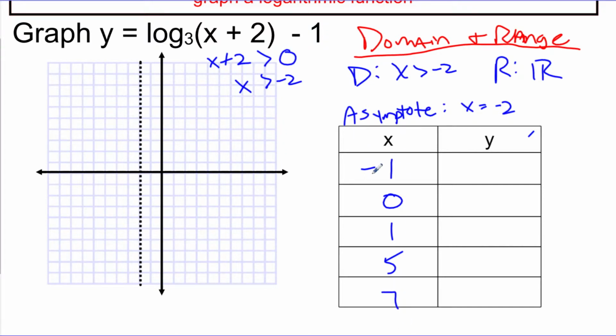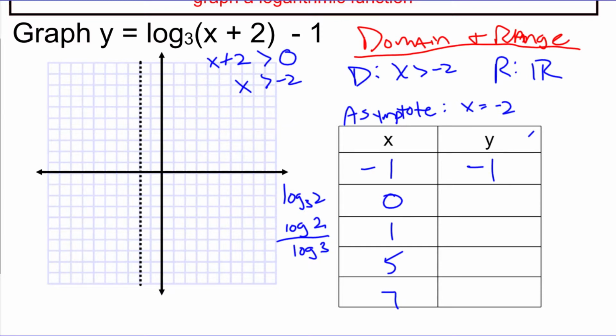So I pick negative 1. When I plug in negative 1, this says the log base 3 of 1, which is 0. 0 minus 1 is negative 1. Then for 0, the log base 3 of 0 plus 2 is the log base 3 of 2. So I'm going to write that down. When I plug in a 0, this becomes 2, and it's the log base 3 of 2. If you remember from the last video about the base change formula, this is the same as the log of 2 over the log of 3.